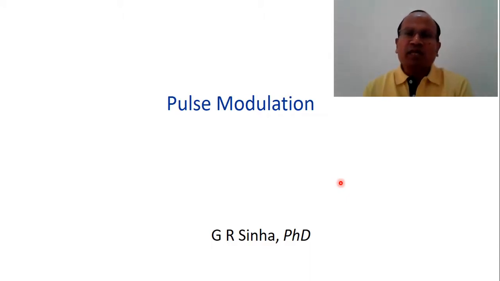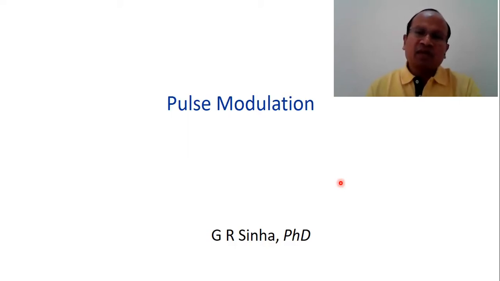The signals will be in the form of pulses, and the carrier is modulated in all the modulation methods. So in this method of modulation, carrier will be in the form of pulses, and that pulsed carrier will be modulated by the instantaneous value of modulating signal.